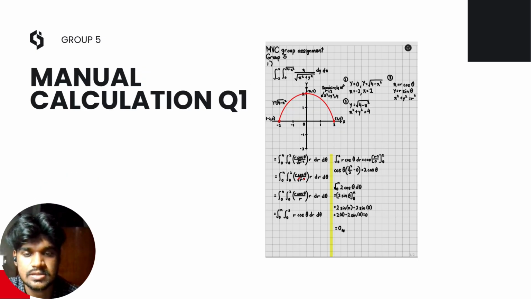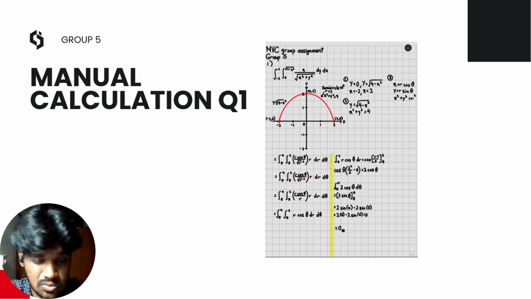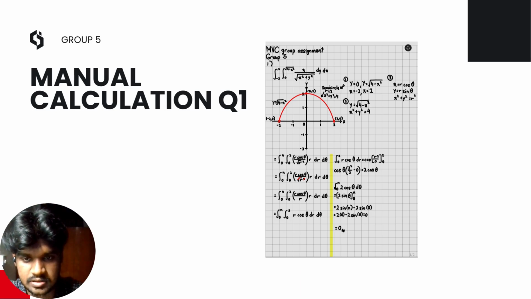My matric number is CE250120. For the first question, we are evaluating this double integral by switching from Cartesian to polar coordinates. This is the first problem statement for our manual calculation. Looking at the limits, y goes from 0 to square root of 4 minus x squared, and x goes from -2 to 2. This defines the upper semicircle of radius 2 centered at the origin.